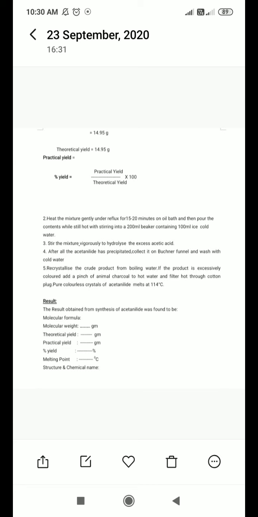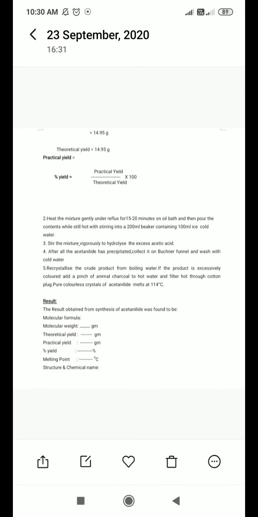After 20 minutes we have to take that particular RBF outside from the reflux assembly. Then with stirring we have to add this reaction mixture after 20 minutes. This we pour into a 200 ml beaker containing 100 ml ice cold water. Then what we will get? We will get the precipitate, our product.